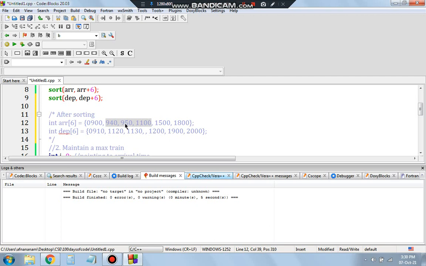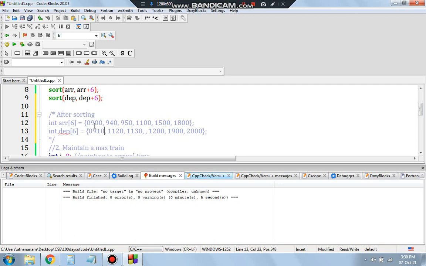Three trains to be occupied in the same place. So we needed three platforms. For knowing how many platforms are needed, we'll keep two pointers here. I will point to this one and J will point to this one.